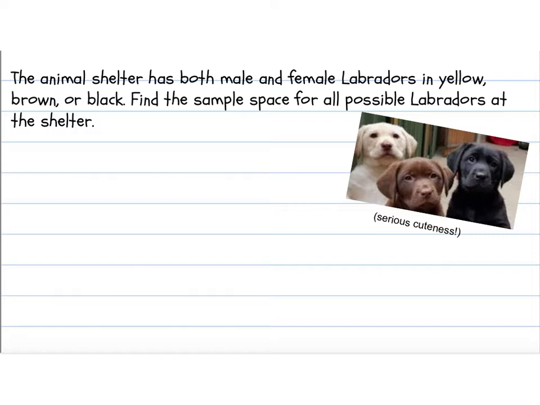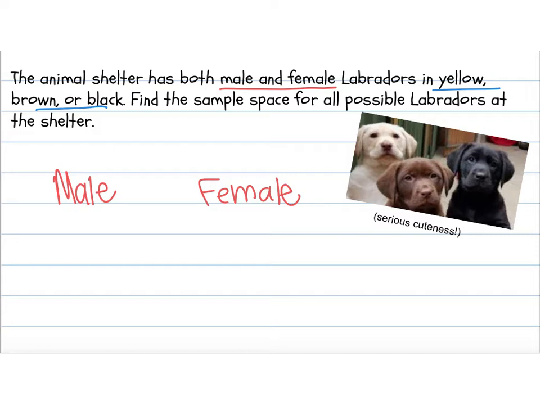Okay, so we're looking at an animal shelter that has both male and female Labradors, and they come in yellow, brown, or black. We are trying to find the sample space of all possible labs at the shelter. Looking at this situation, there are two things to pick from. You would either get a male or a female dog. Then, depending on the gender, you would get a yellow, brown, or black lab. So when we're making our tree diagram, starting with the first situation, you would pick either male or female. Okay, so we write them both down.